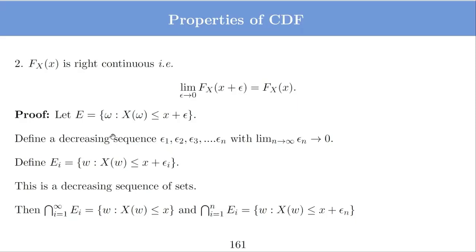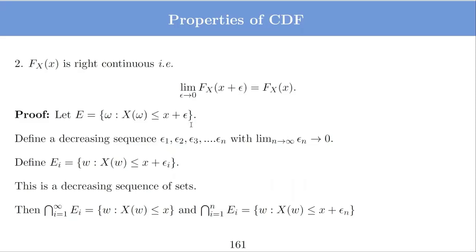So I'll just go down the steps, and then you will understand what these steps represent. Let E equal a set of omega such that X(omega) is less than or equal to x plus epsilon. This is the pre-image of (minus infinity, x plus epsilon]. I'm trying to find all outcomes which map under X to a number less than or equal to x plus epsilon. This will include x because it includes all omega which also map to x.